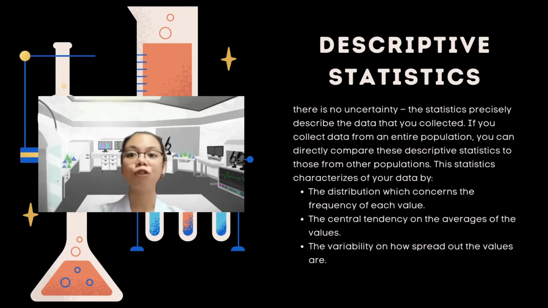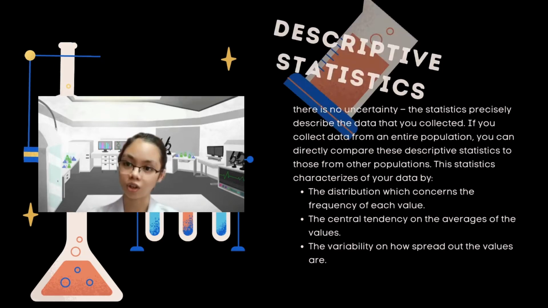If you collect data from an entire population, you can directly compare this descriptive statistics to those from other populations. This statistics characterizes your data by the distribution, which concerns the frequency of each value, the central tendency on the averages of the values, and the variability on how spread out the values are.